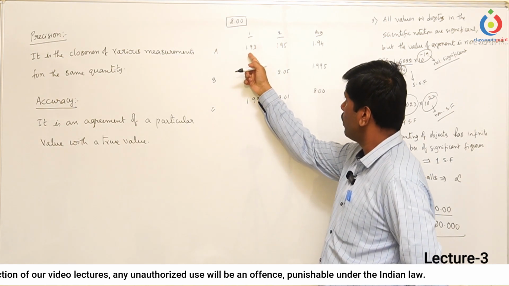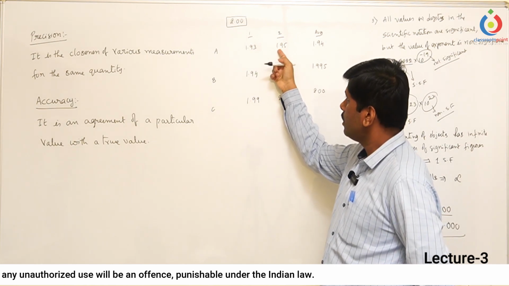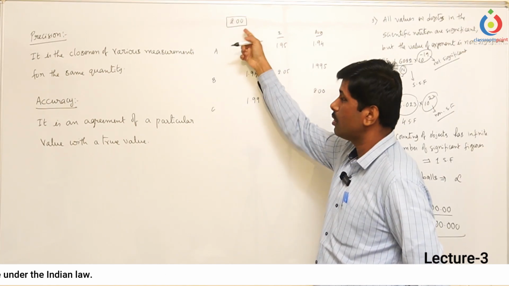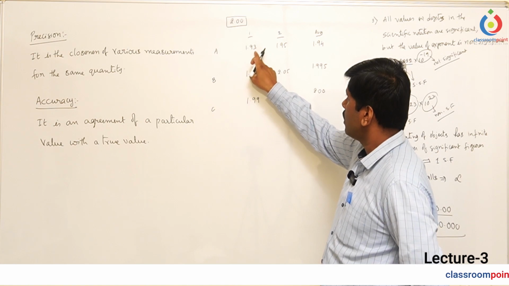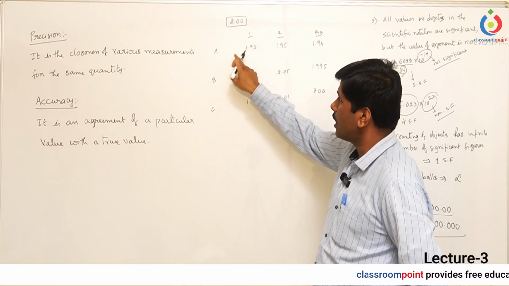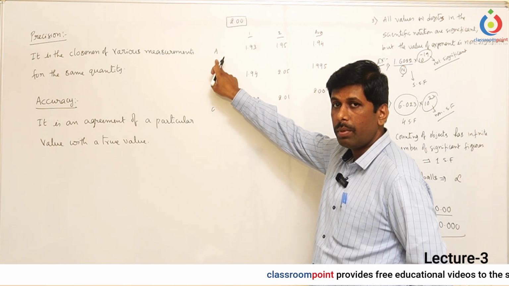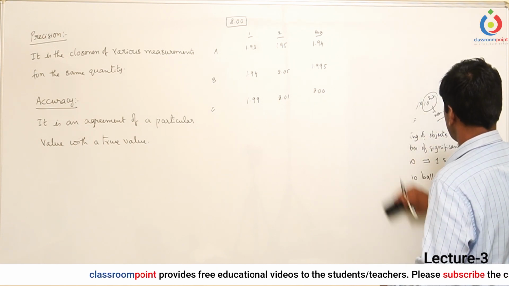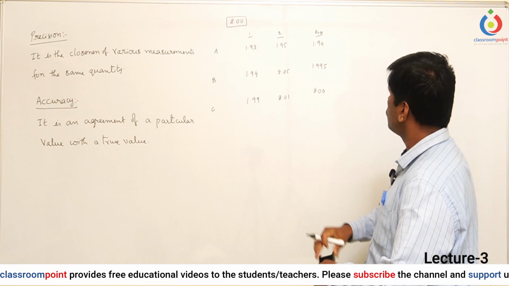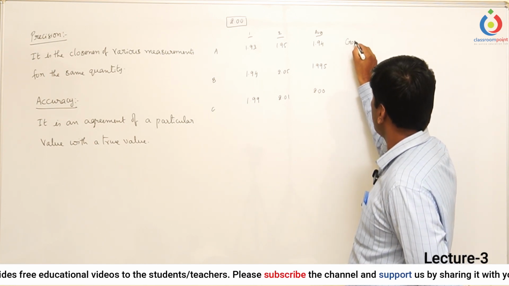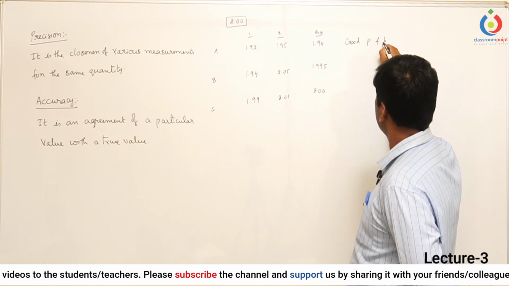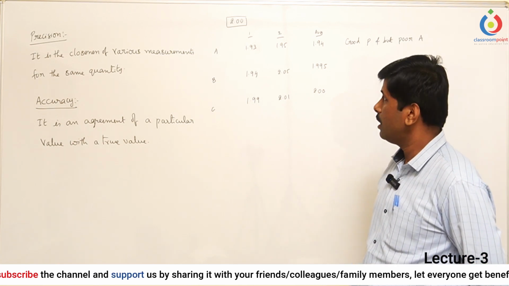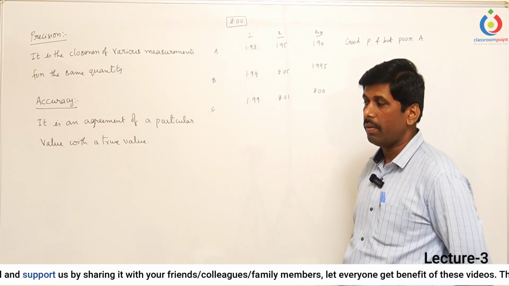So here you see these values 1.93 and 1.95. These are very close to each other, but the average value is not equal to 2.00. So since they are close to each other, we can say that student A has done the experiment with higher precision. So let us arrange this part also. We can write down that here student A is with good precision but poor accuracy. Why poor accuracy? Because the average value is not equal to the final value.